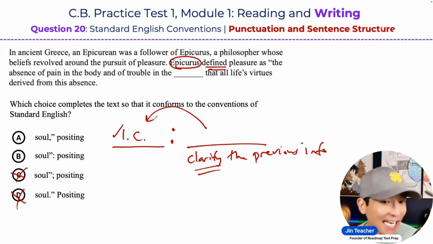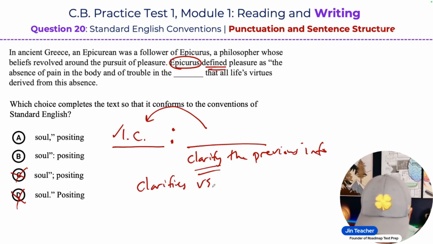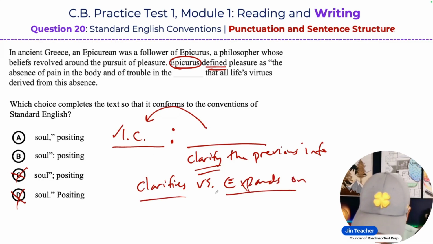Okay, now this is what the SAT is going to do. The SAT is going to test you on whether or not the information after the colon clarifies or expands on the previous information, okay? So there are two different things, and this is what you actually have to check for. If the information after the colon clarifies the previous information, it's going to hit back on what was previously talked about, and it's just going to give you a more specific explanation or clarification about it. So an example of information that clarifies would be something like this.